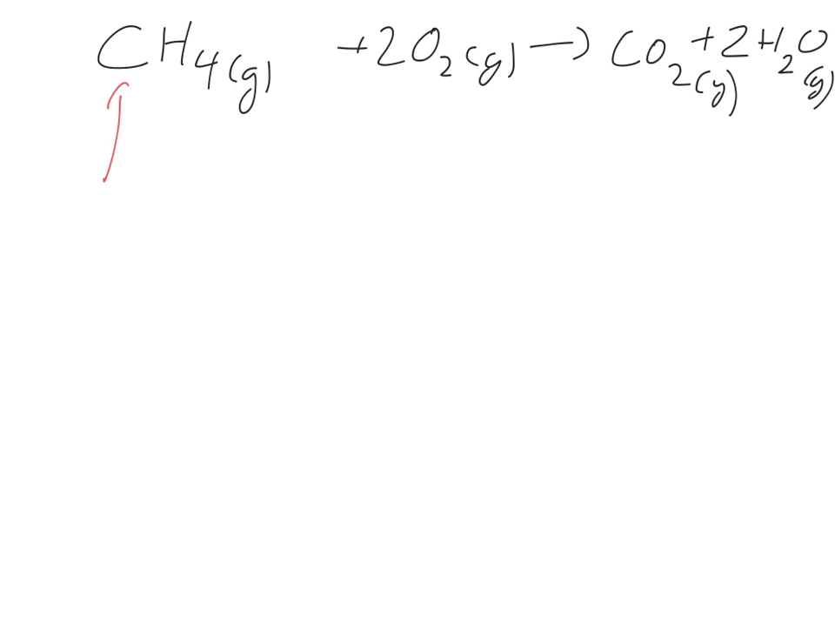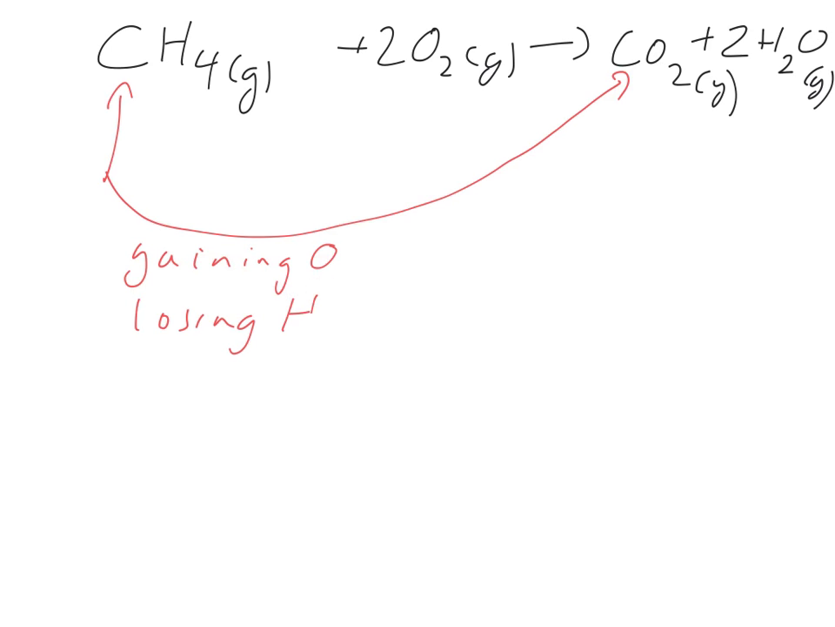If we look at our carbon over here, as our carbon moves across the reaction, it's gaining oxygen atoms, yes, and it's losing hydrogen atoms. Both of which are signs that something is being oxidized. And if something's being oxidized, it's causing the opposite to happen, so it must be the reducing agent.